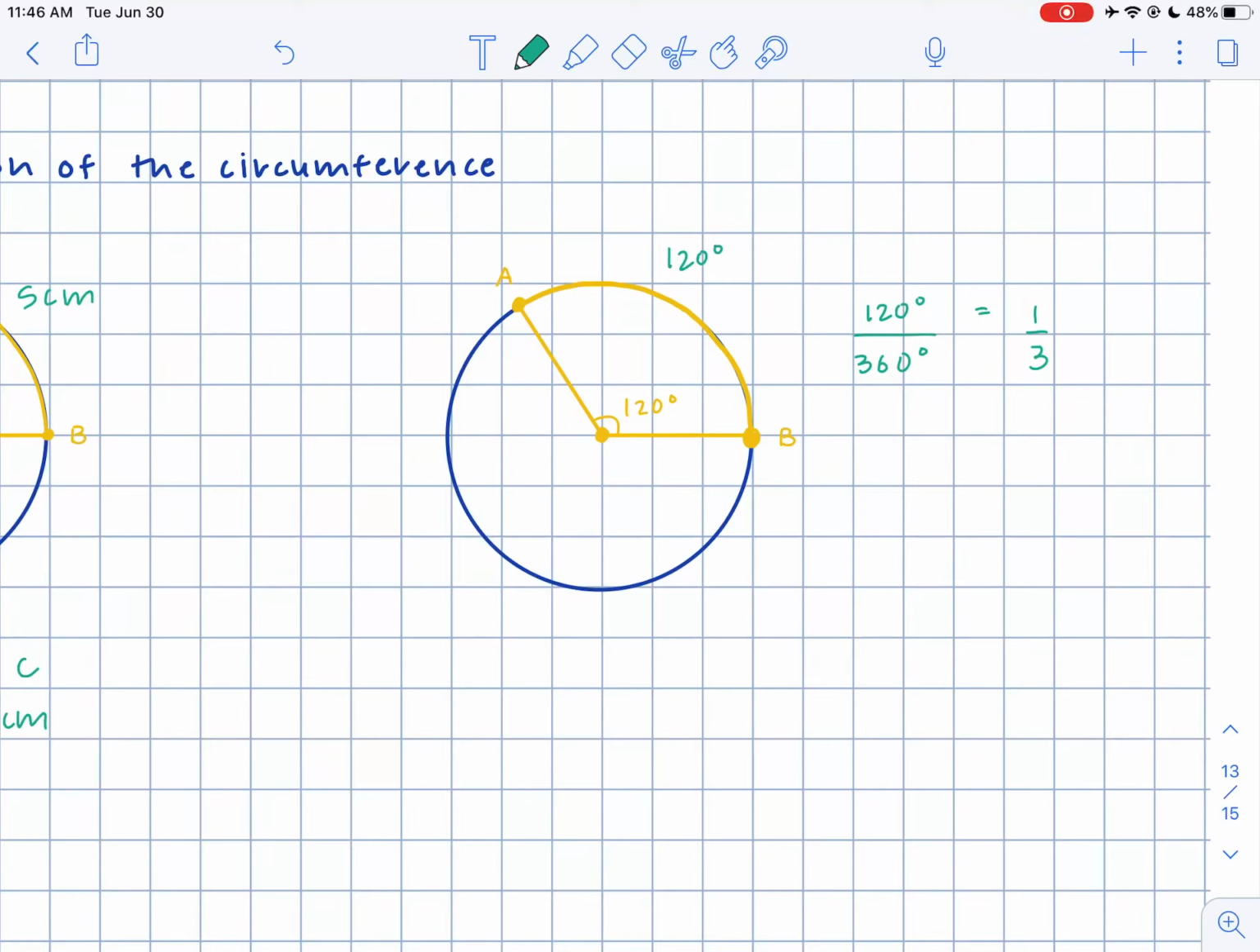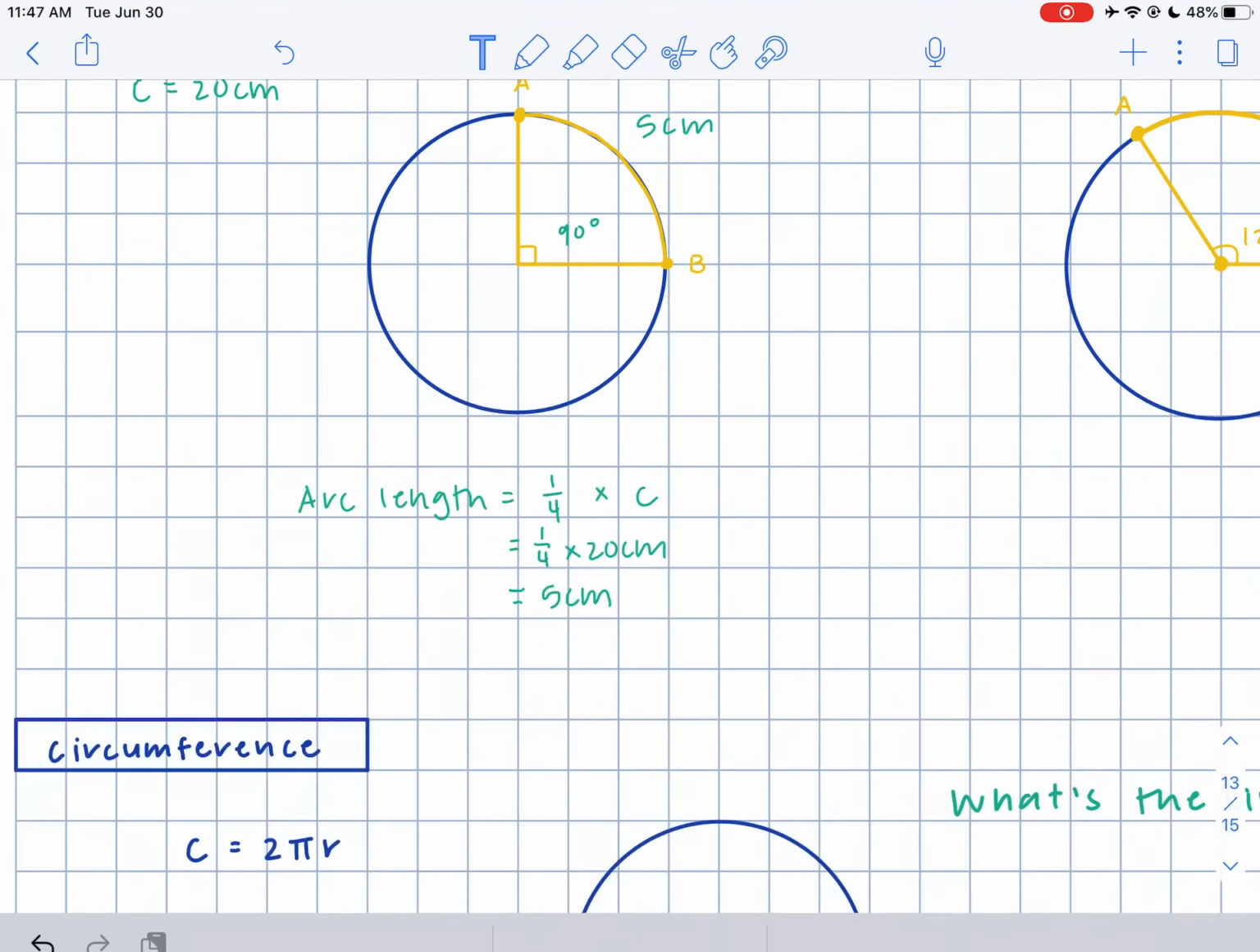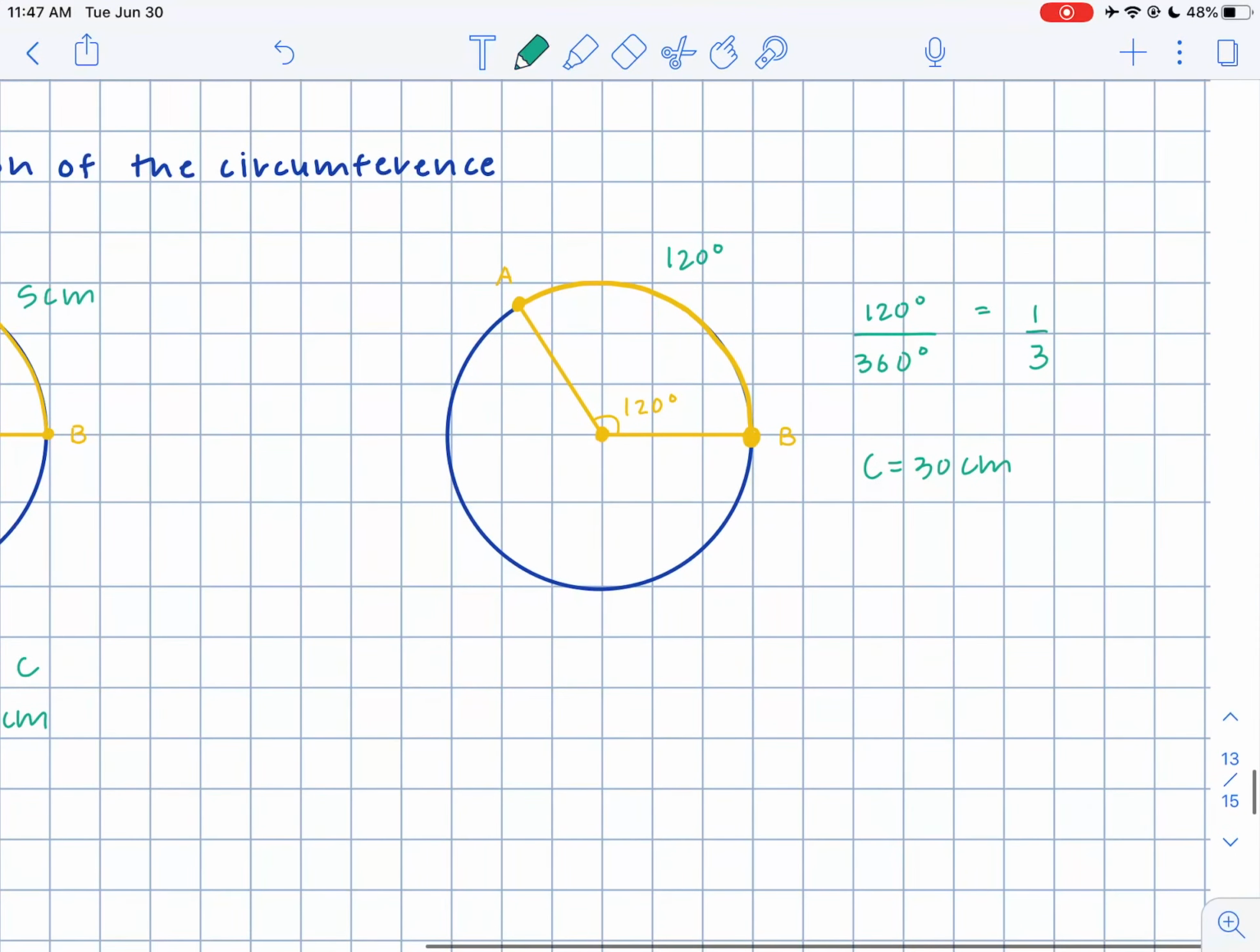You can take the measure of the arc in degrees, divide it by the total degrees in a circle, which will always be 360, and you should get the fraction of the circumference that the arc makes up. So what is the arc length in this case? Oh, right, the circumference here is 30 centimeters. Again, I made it up, but just accept it.